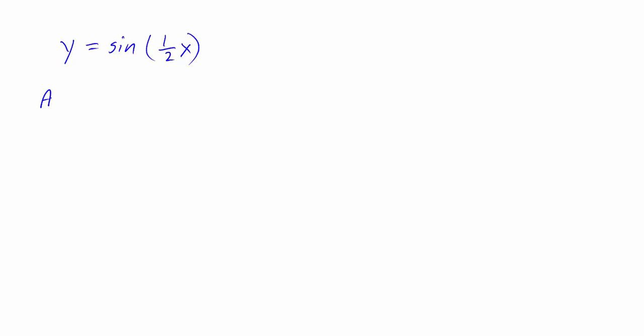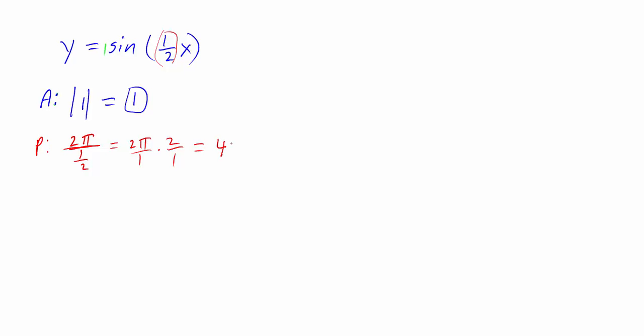What can we say about the amplitude? Again, the amplitude is the absolute value of this a value, the coefficient of sine, so the absolute value of 1 is equal to 1. If we want to calculate the period, we take 2 pi divided by b. Now the b value is the coefficient of the x, which is a half. So 2 pi divided by 1/2 means we take 2 pi over 1 and multiply by the reciprocal of a half, which is 2 over 1. We get a period of 4 pi.